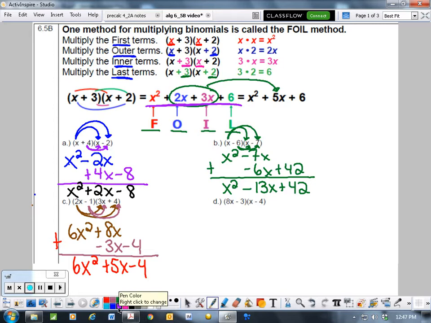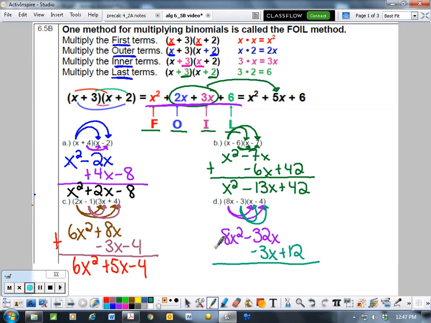Okay, so next one, same idea. Multiply 8x times x, so 8x squared. Then 8x times -4, so -32x. And now we're going to go ahead and distribute that -3, so -3 times x, -3x, and then -3 times -4, which is +12. We combine our like terms, so we get 8x squared minus 35x plus 12. And that's the FOIL method.